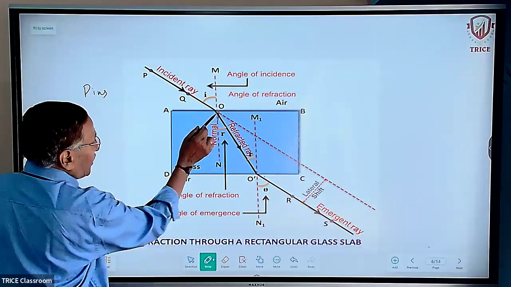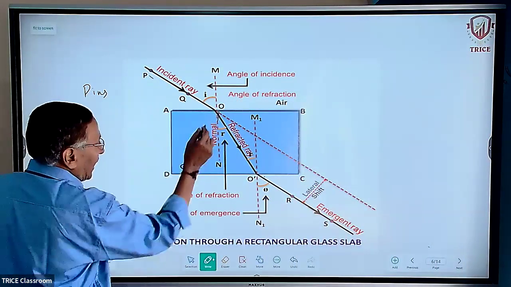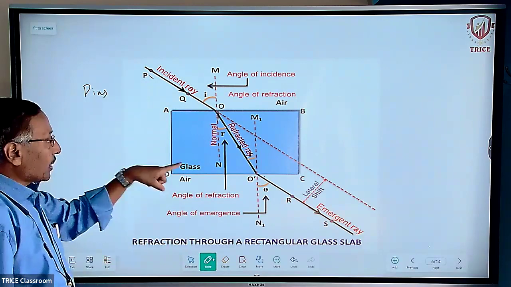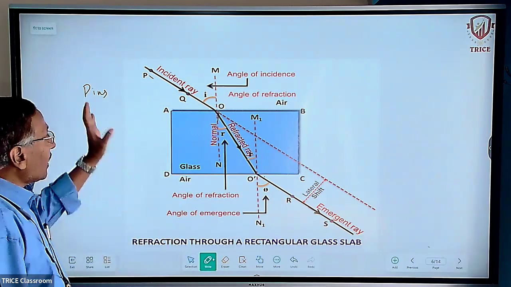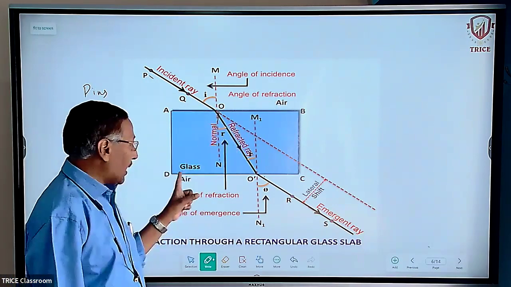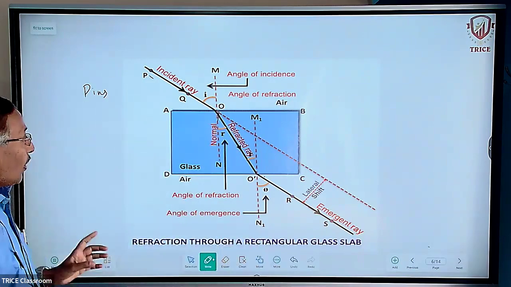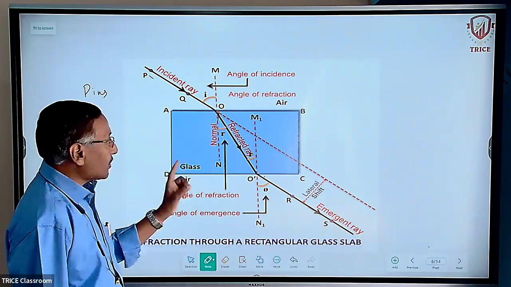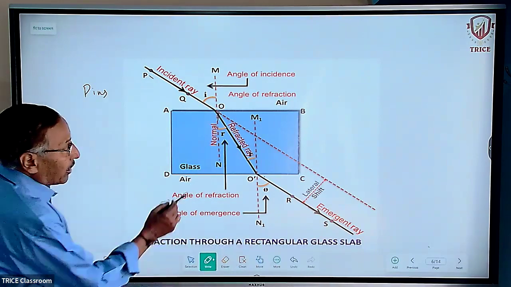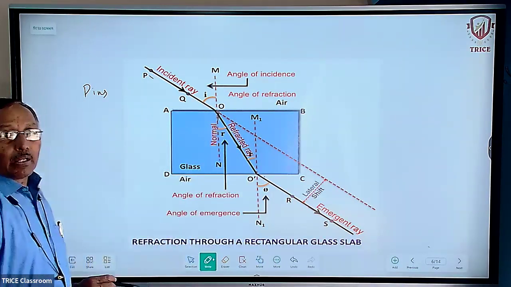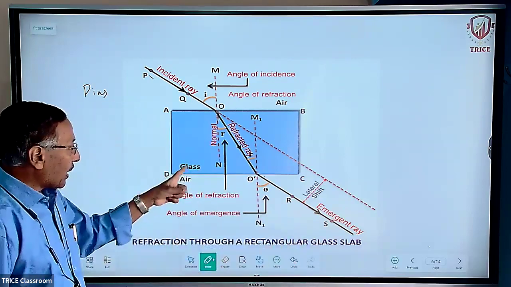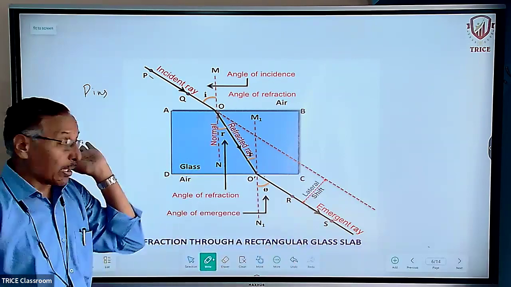The light ray which is passing through the air enters the glass. As it enters the glass, this is a rarer medium, this is a denser medium. So naturally, when a light ray travels from a rarer medium to a denser medium, air to glass, it bends towards the normal. Now again, it is traveling from denser medium to rarer medium, that is from glass to air. It bends away from the normal.